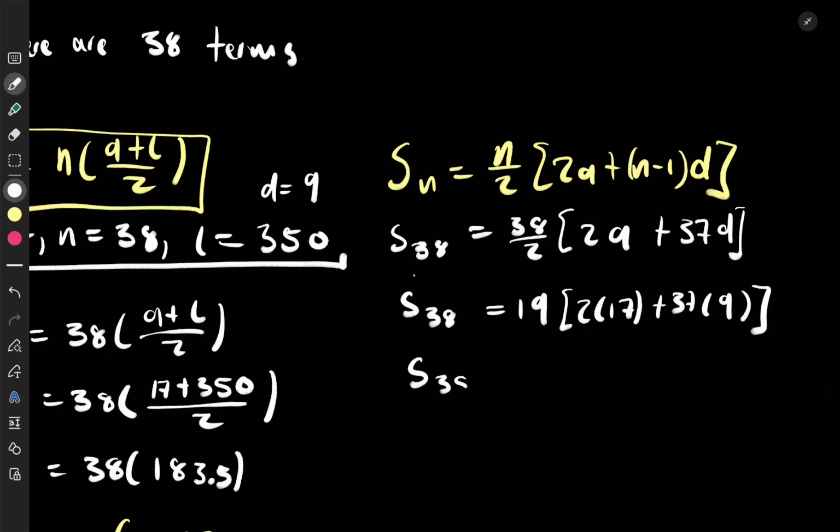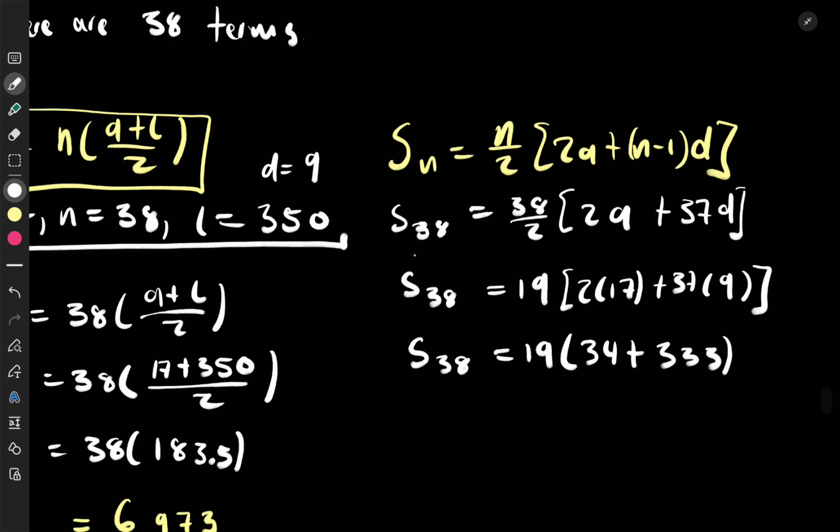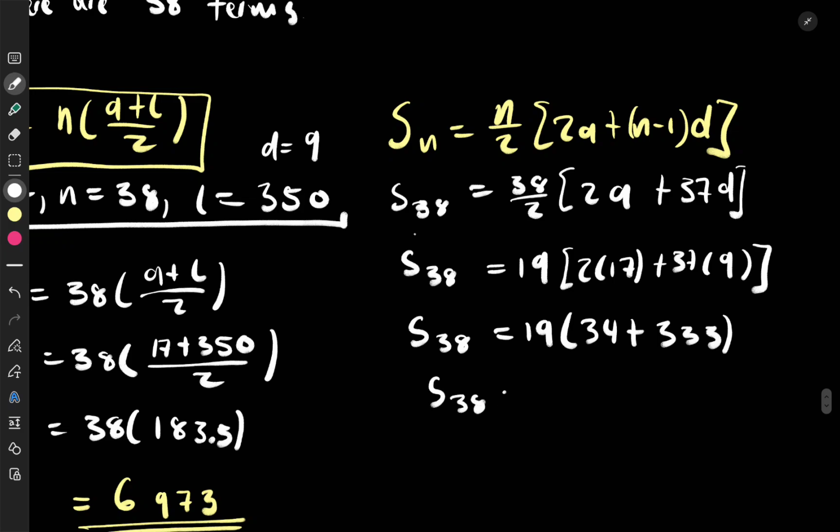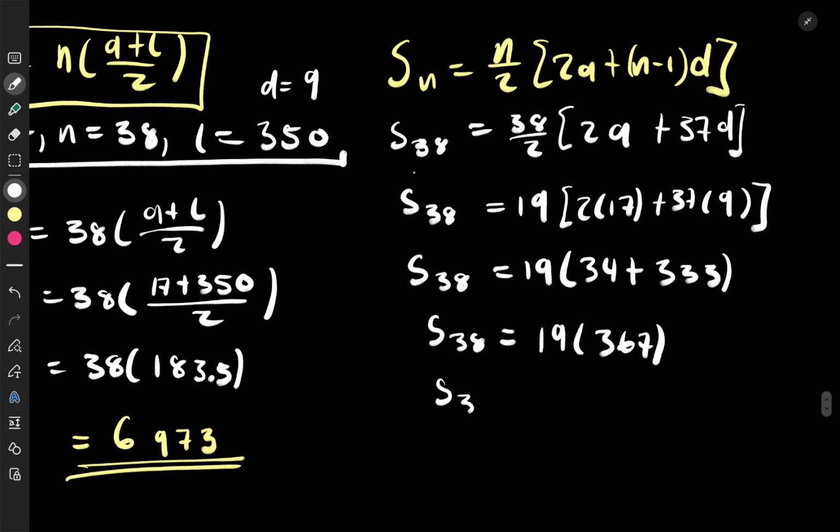So it'd say S of 38 is going to be equal to 19 multiplying 17 by 2, which is 34, plus 37 times 9, which is 333. So now we would have the sum of 38 terms being equal to 333 plus 34, which is 367. So it's 19 by 367, which what are we going to get? The sum of 38 is going to be equal to 6973. Same thing, okay?